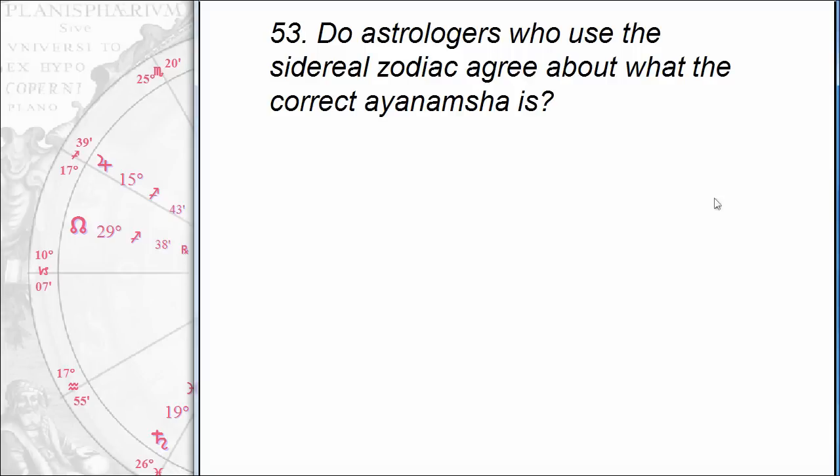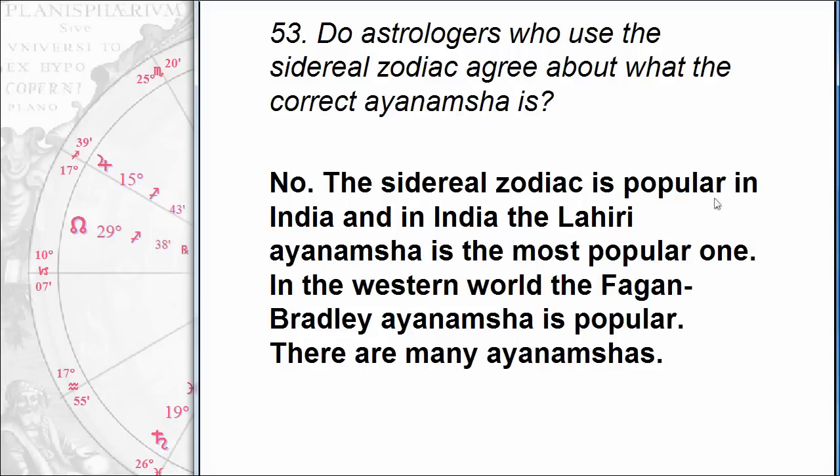And do astrologers who use the sidereal zodiac agree about what the correct ayanamsha is? The answer is no. I just explained that because the idea is that the zodiac sign Aries would be the same as the constellation Aries, but the constellation Aries is less than 30 degrees, and you can't just match them up perfectly. So you have different ideas about where the sidereal zodiac is, which means that the distance from the tropical zodiac varies according to different astrologers.